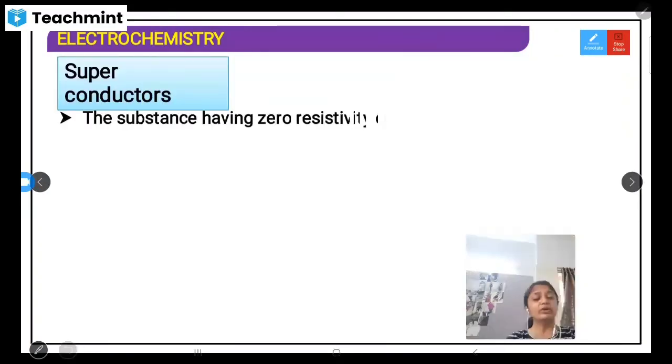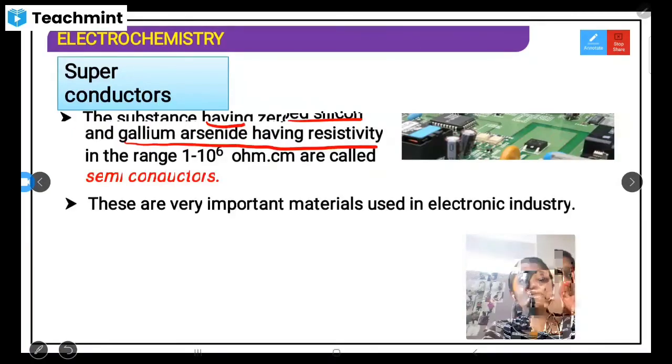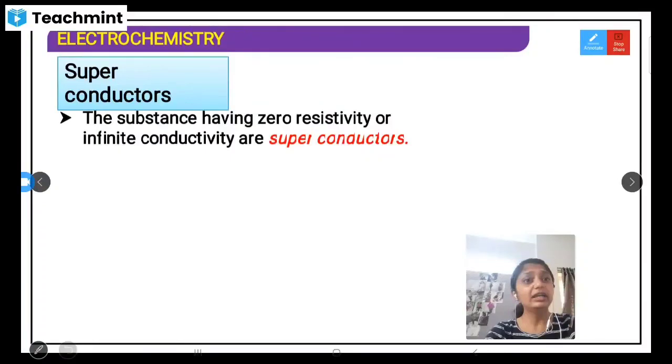Lastly, we are going to discuss superconductors: substances having zero resistivity or infinite conductivity. That means whatever you supply is entirely used in conduction. That is known as superconductors. A number of ceramic materials, used in bullet trains. Mixed metal oxides act as superconductors at 150 Kelvin.